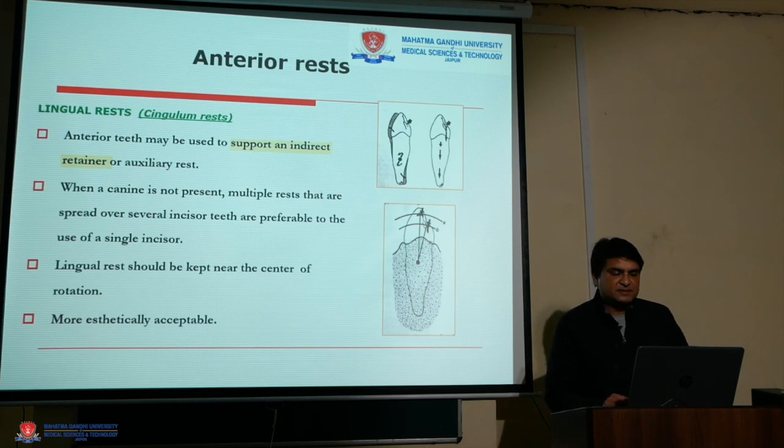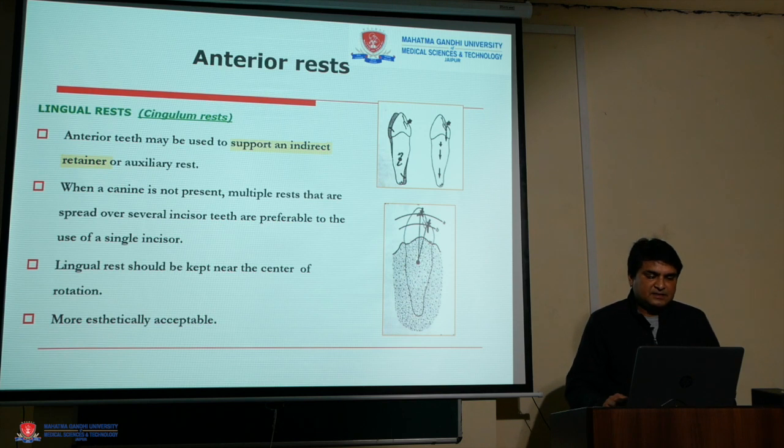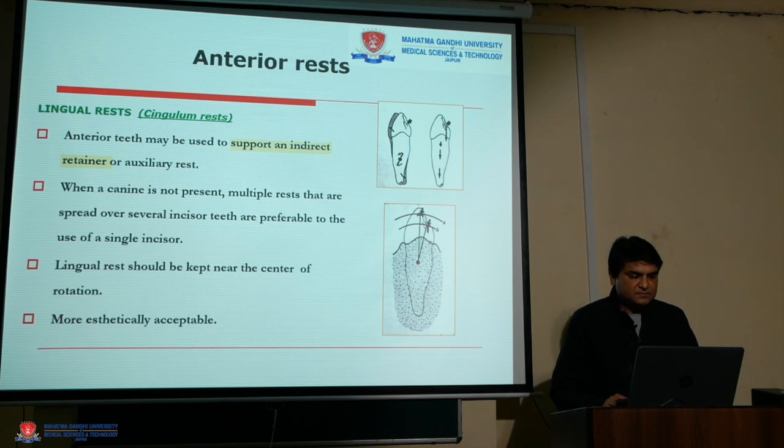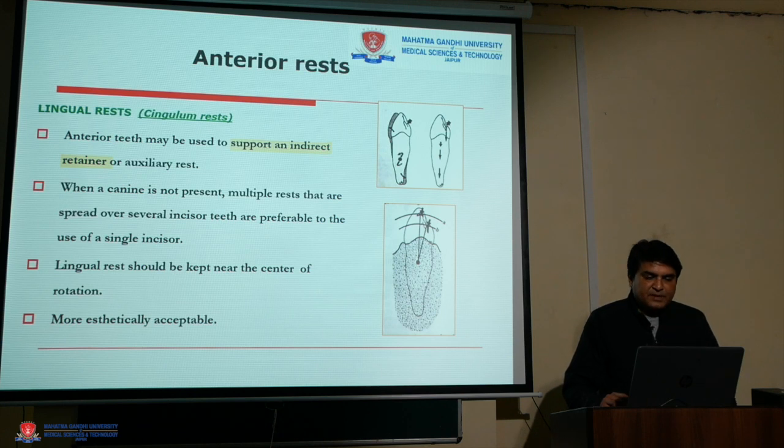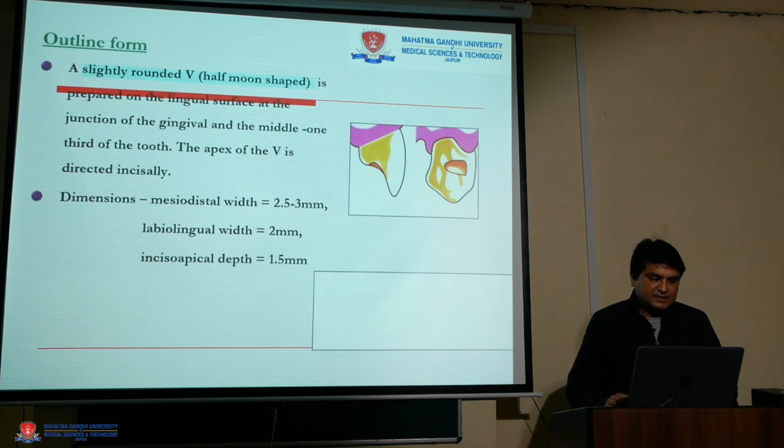Coming to the anterior rest, it can be a cingulum rest which is placed on a canine, and can be a lingual rest which is kept near the center of rotation. And why it is placed so that it does not tip the tooth, and also to direct the forces apically. And if there is a situation where canine is not present, then multiple rests can be used rather than a single rest on the remaining anterior teeth.